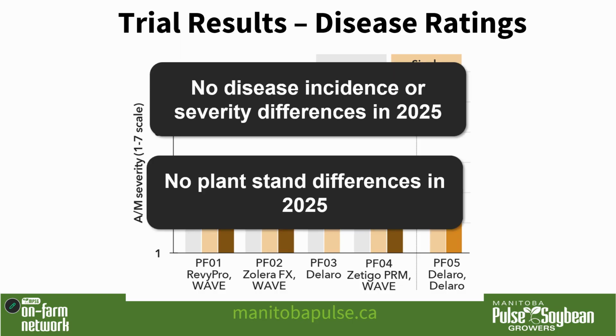And there were no significant disease severity rating differences between fungicide and no fungicide treatments at any trial in 2025. And not shown here is disease incidence, or the percentage of plants with symptoms, and there were no disease incidence differences between treatments either. And finally, there were no plant stand differences between treatments.